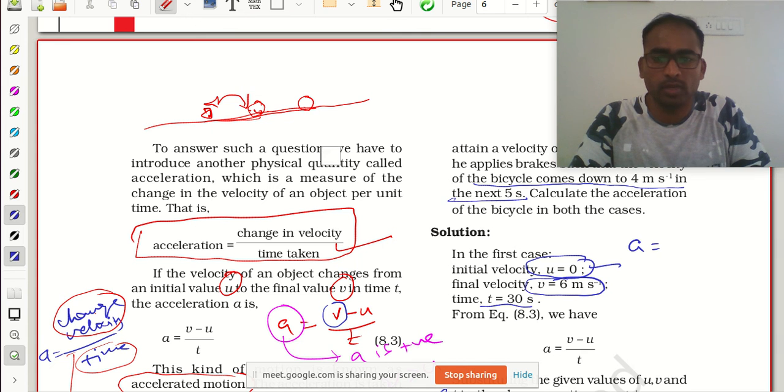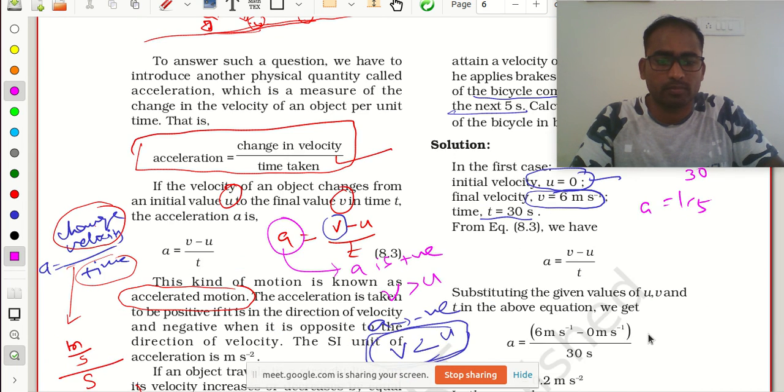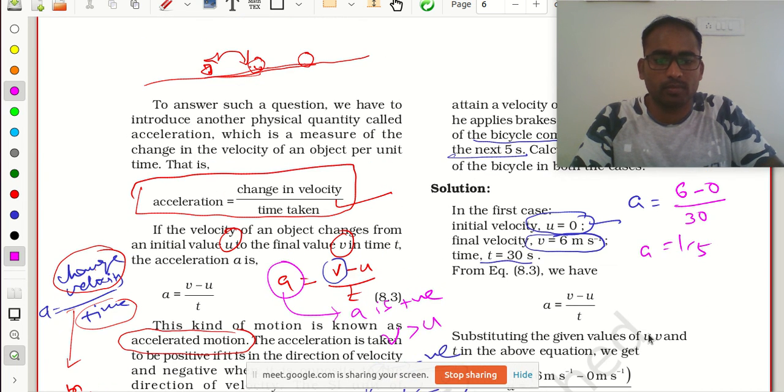So acceleration is equal to his final velocity 6 minus his initial velocity 0, upon the total time taken, 30. So a is equal to 1 by 5. Here we can say a is equal to 0.2 meters per second squared.